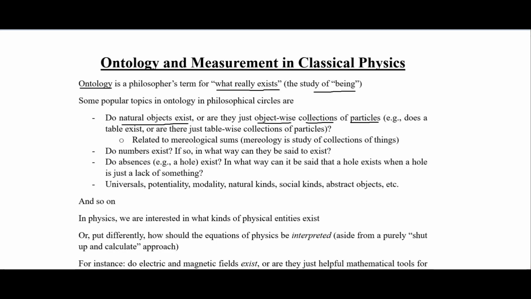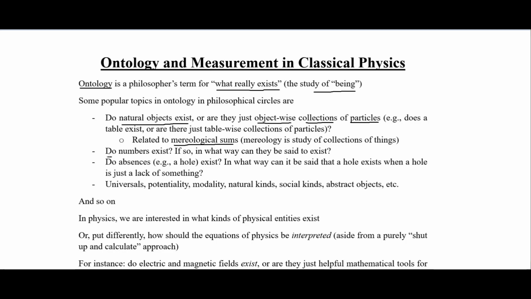This is related to what's called mereological sums, where mereology is the philosophical study of collections of things. Maybe you've heard of the Sorites paradox, where you keep adding a grain of sand to an area. At what point does it go from not being a pile to being a pile of sand? Is there a single grain of sand which, before it's added, it's not a pile, and after it's added it is a pile? Things like that.